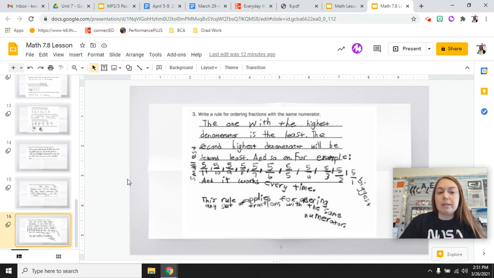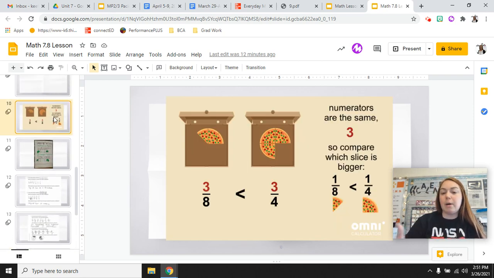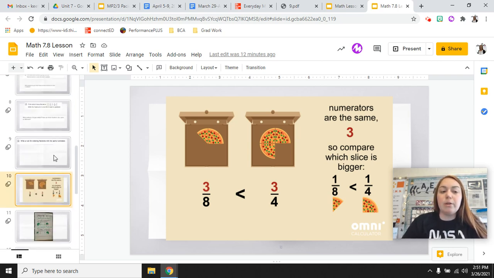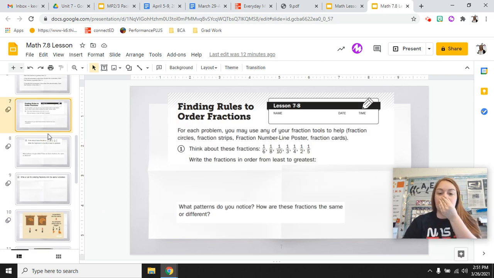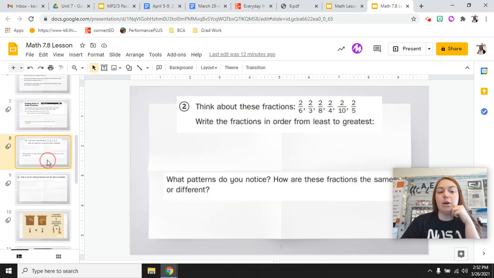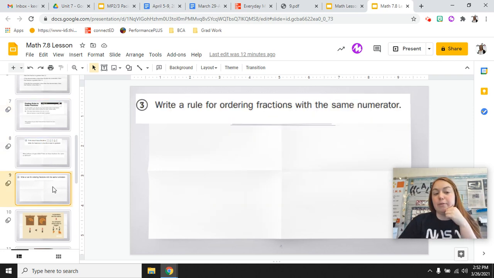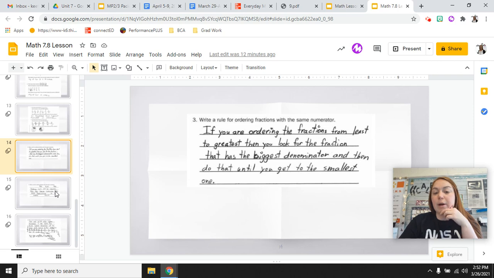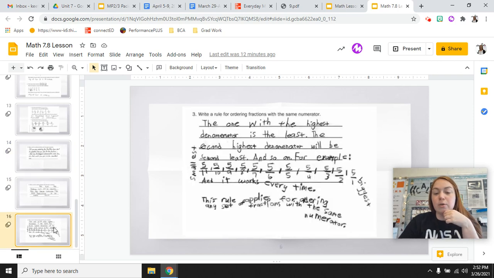So now that you've seen a couple examples where we talked about comparing with the same numerator, I want you to go back and reevaluate your work. If you've already turned it into your teacher, just hit unsubmit so you can edit your work. And make sure that you are going through these 3 problems where you're ordering them from the least to the greatest. Remember, look at the denominator, and then you're writing a rule for ordering fractions. If you want to go back through and listen to this part of the video again, you can. These are great examples of how you can explain your rule. Good job, guys.